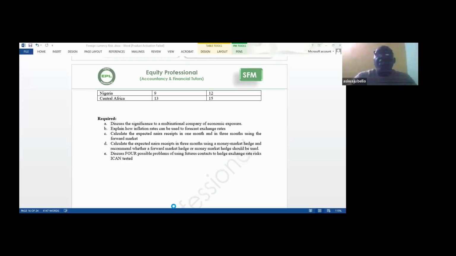Please, let's go on. We can use inflation rates to forecast exchange rates, provided we know the inflation rates between the two countries and we are given the spot rates. We can now use the purchasing power parity principle to forecast exchange rates.